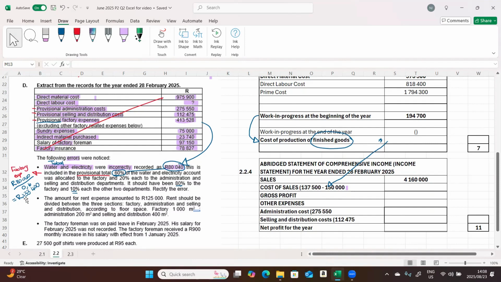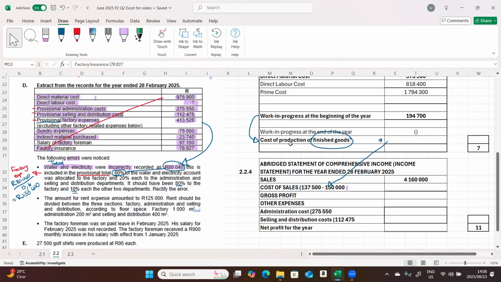So that is then 133,400. That is my total water and electricity bill. And now I take the 133,400 Rand, and then I multiply that with 80%, and I multiply that with 10%, okay, to get the correct answers.